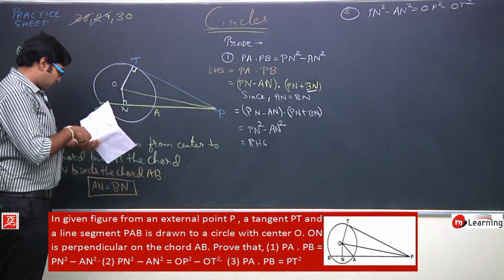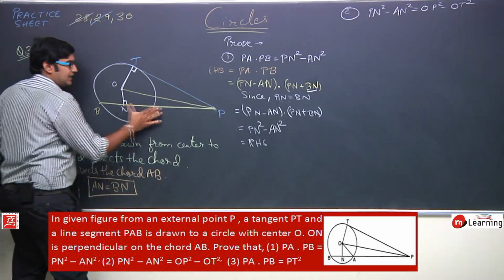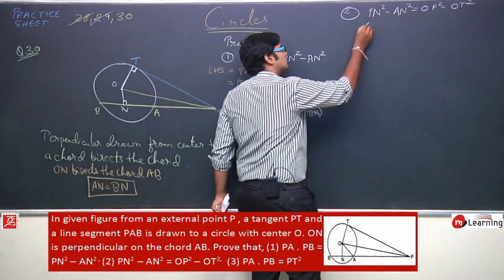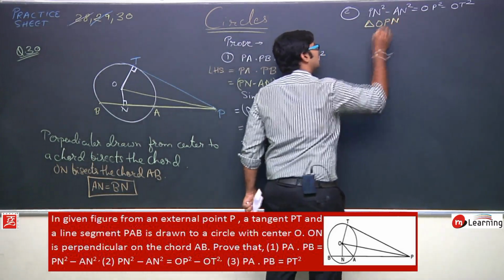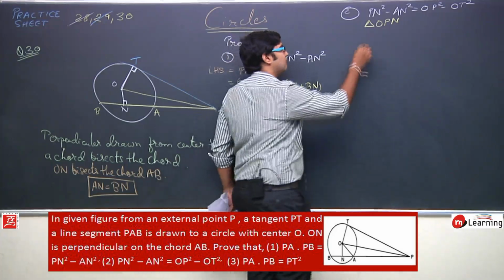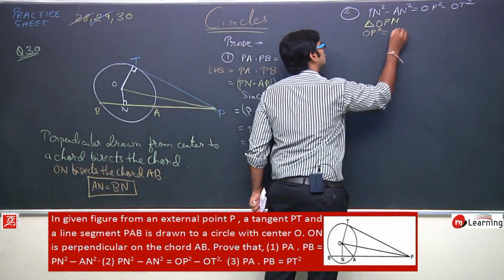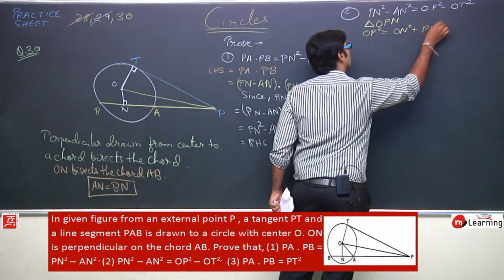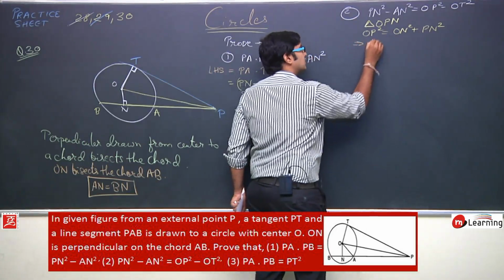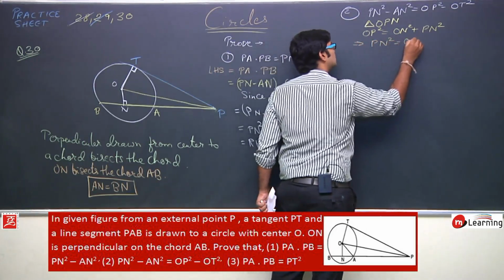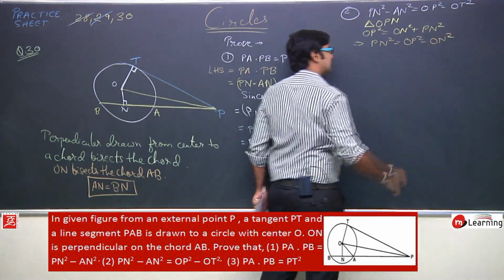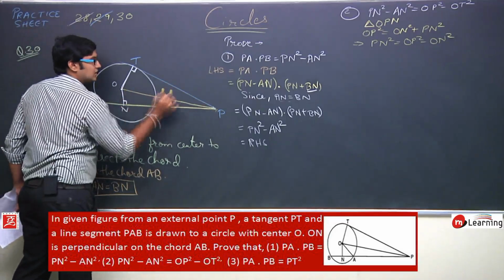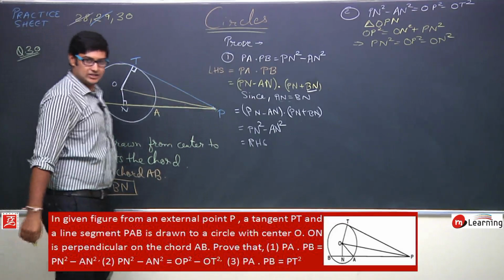What I can see is this PN square. If you observe triangle OPN, in triangle OPN you have OP square is equal to ON square plus PN square. It implies PN square is OP square minus ON square. So in place of PN square we can write OP square minus ON square.